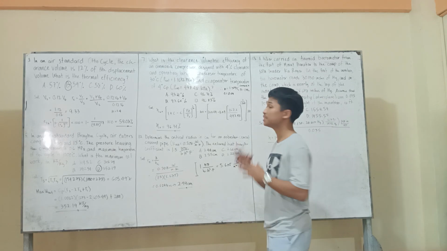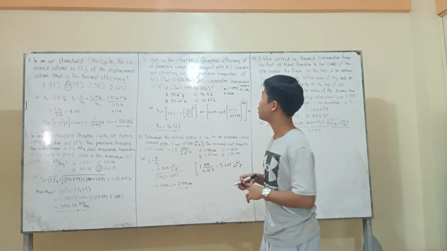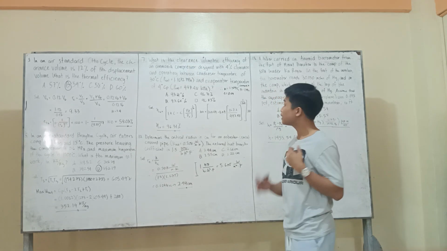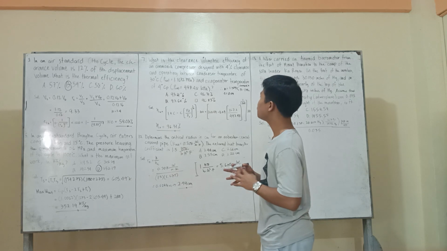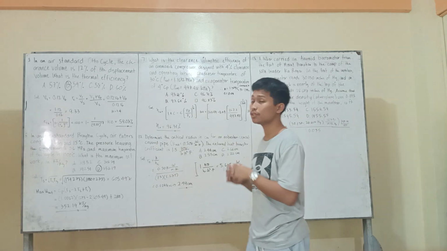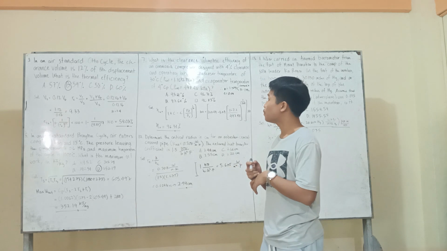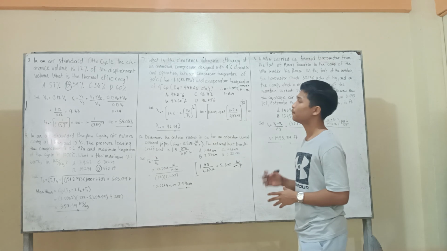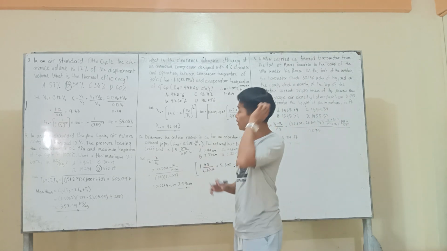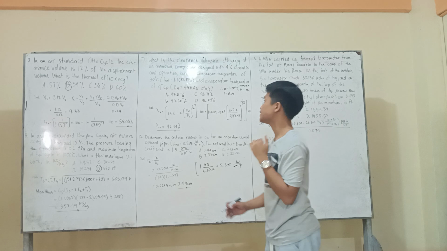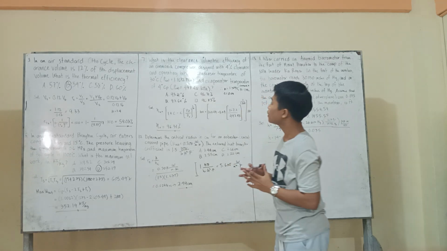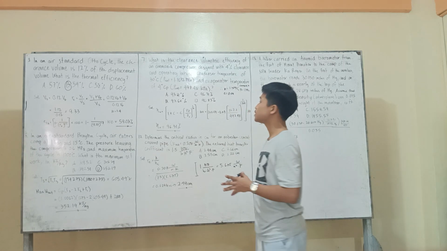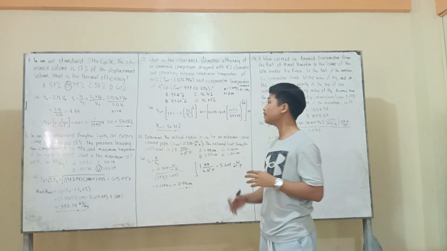Hello everyone. For the third problem: what is the clearance volumetric efficiency of an ammonia compressor designed with 4% clearance and operating between a condenser temperature of 30 degrees Celsius with saturated pressure of 1.672 megapascal and an evaporator temperature of 4 degrees Celsius with saturated pressure of 497.48 kilopascal?